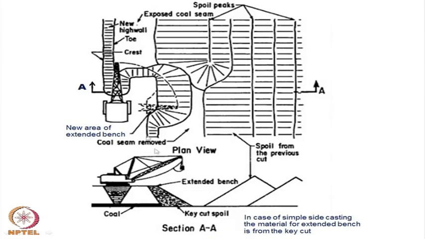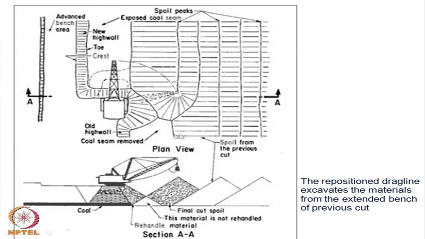Then you can see in the plan view what is done. Here the key cut is given. When the key cut is given, the material is thrown over here, and then the dragline goes to these positions and the material will be thrown over here, and this is the way the whole mine will be proceeding. So, this is the same thing as in simple casting, how we go with this.